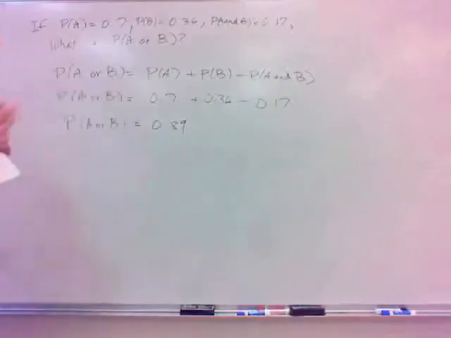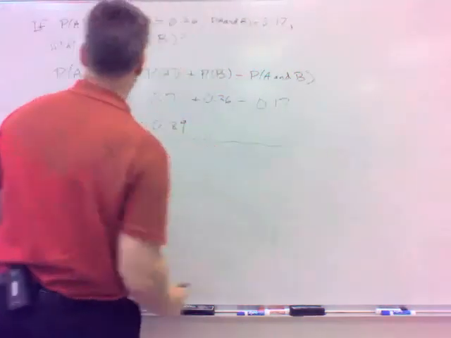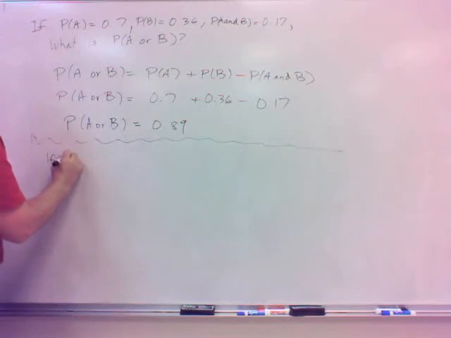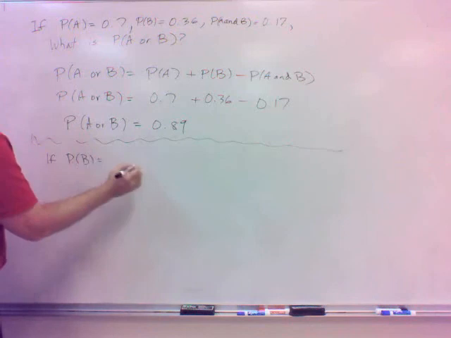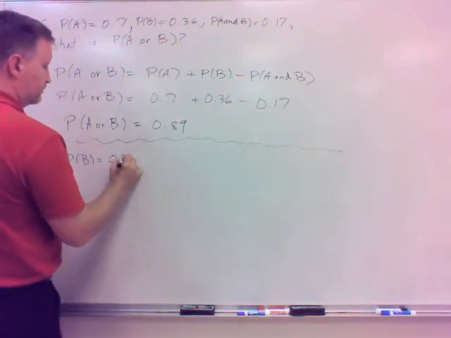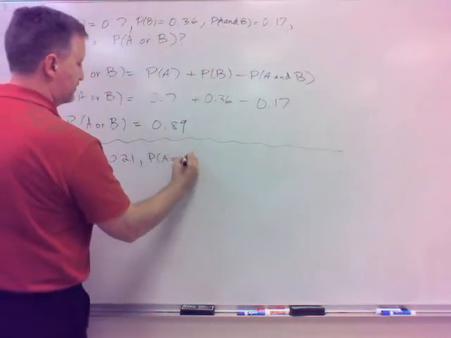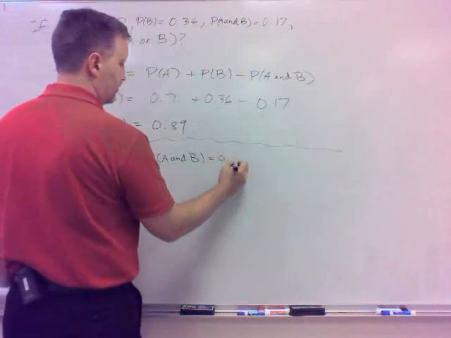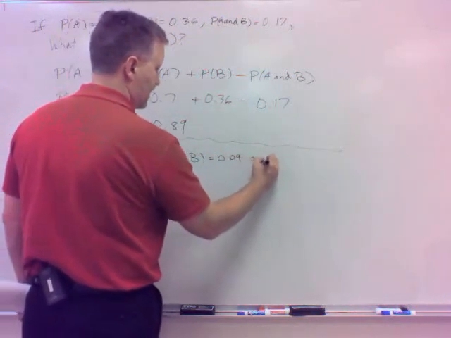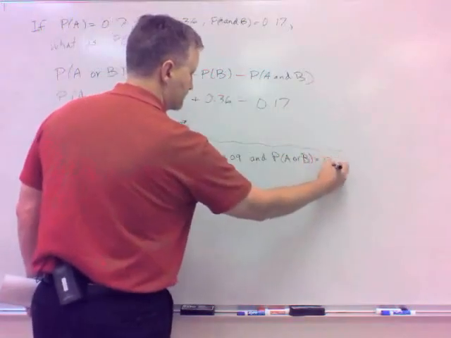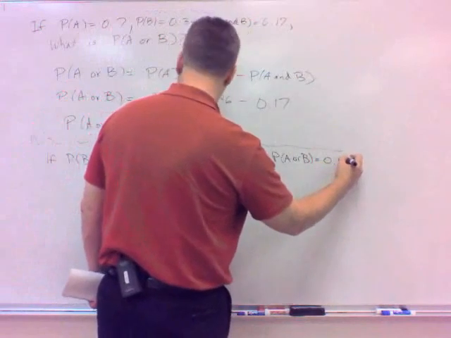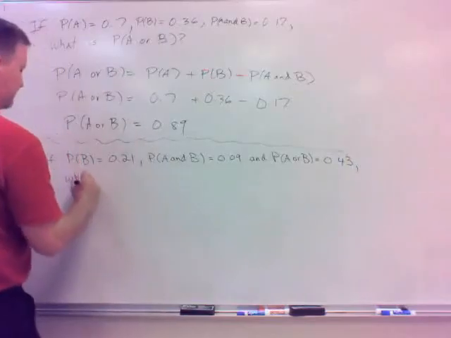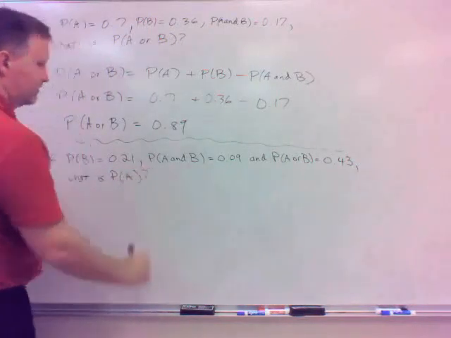And you know, for this formula too, we could change it to where we're solving for something other than A or B. Just to do another one, let's say the probability of B is 0.21, the probability of A and B is 0.09, and the probability of A or B equals 0.43. What is the probability of A then?